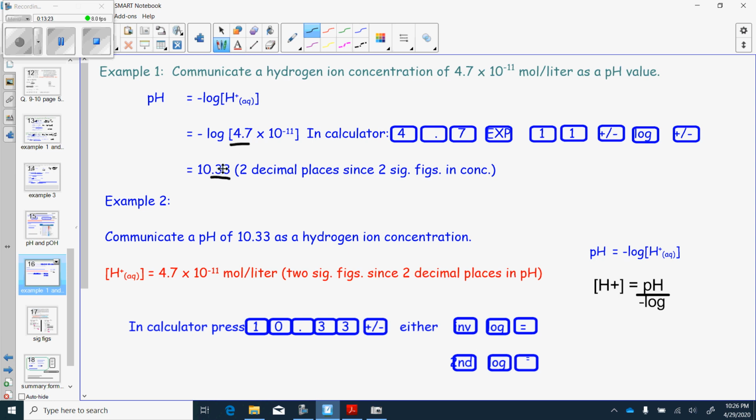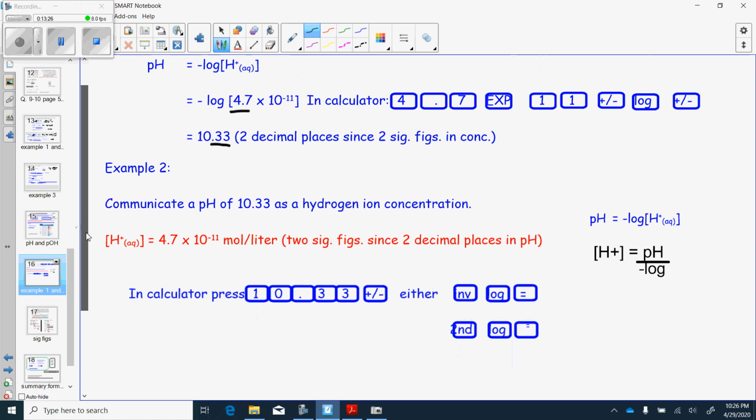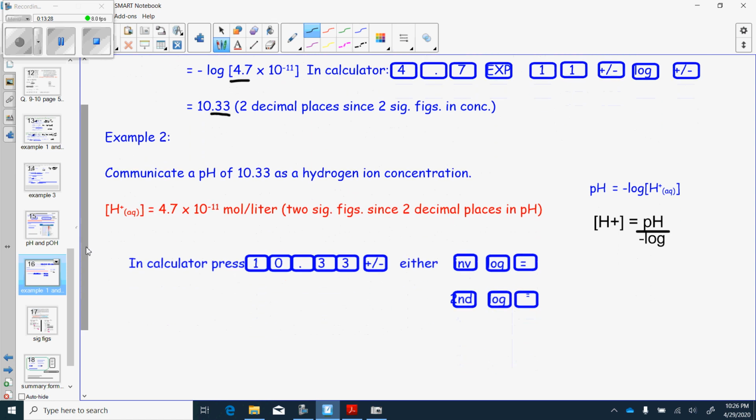Let's try another example. Here we're doing the opposite direction. So, excuse me, we're starting with a pH, right? We're starting with a pH of 10.33. We might as well keep it simple. And we're looking for our hydrogen ion concentration. So we're working backwards, okay?